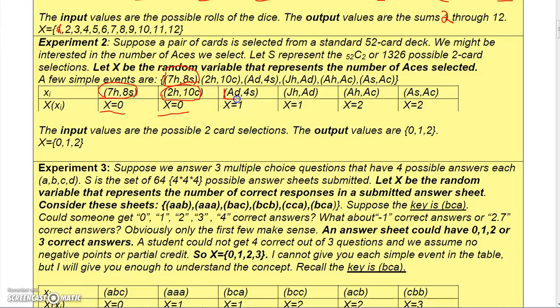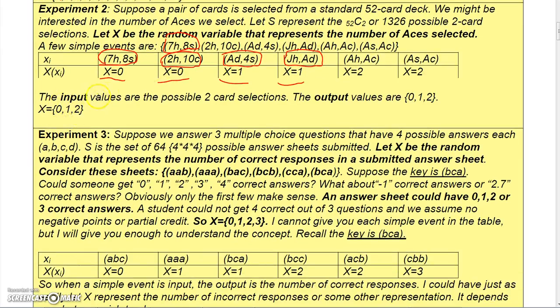And here the random variable would equal 1 because there's 1 ace. Here the random variable would equal 1 because there's 1 ace. And then in these last two, the random variable would equal 2 because there's 2 aces in each of those. Now this time I didn't show you the little parentheses notation, but basically I'm still plugging in each of these simple events into the random variable. So in this, the input values are the possible 2-card selections, and the output values can only be 0, 1, or 2.